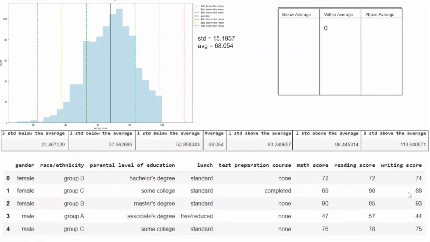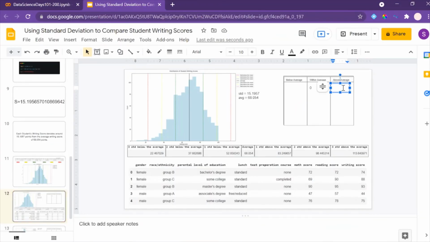Student number 1, this student got a writing score of 88. If you locate where 88 is over here, I know that this is 83, so 88 is over here. So 88 is actually within 2 standard deviations above the mean. So we have 1 standard deviation and then we have 2. They are within 2 standard deviations above the mean, but they're greater than 1 standard deviation above the mean. So because of that, they are above average. So student number 1 is above average.